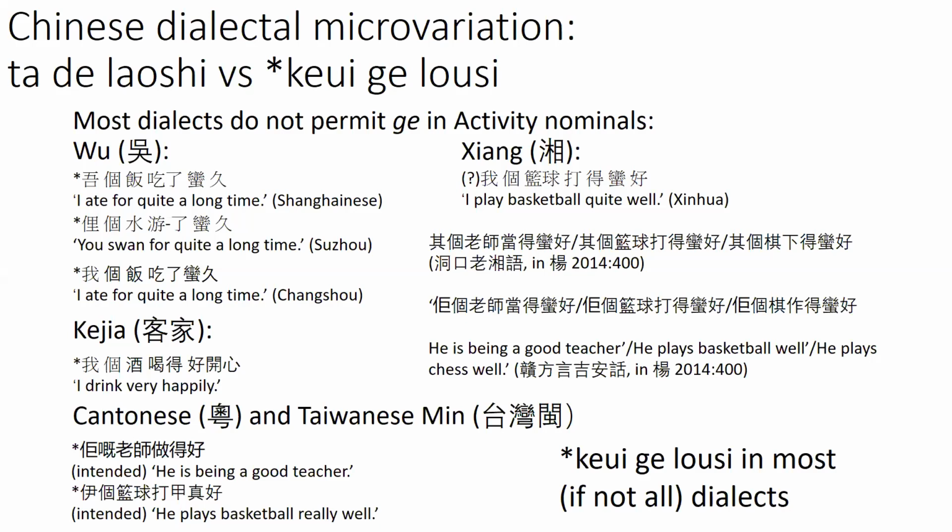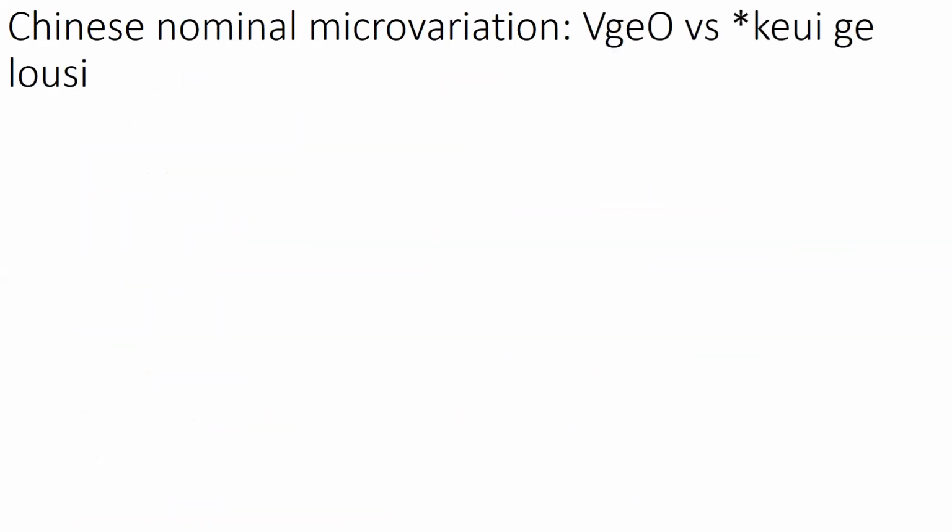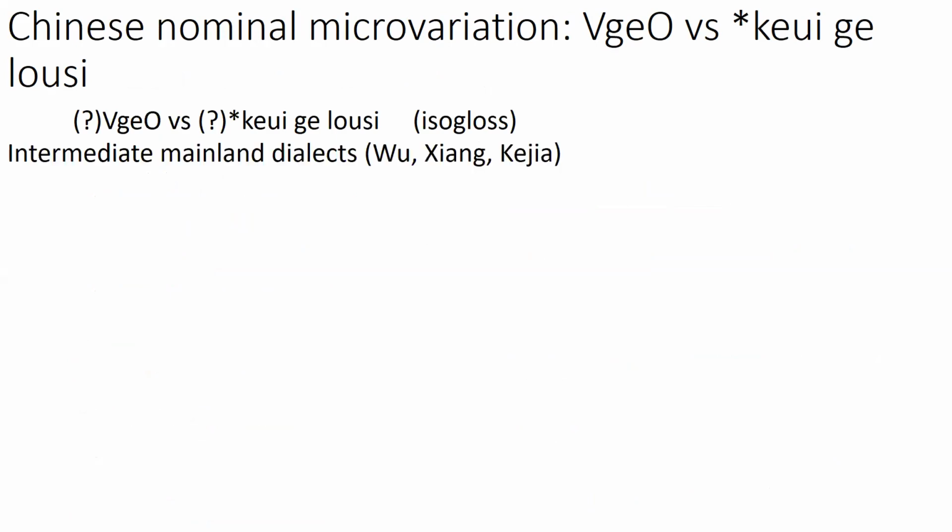So that's a contrast to VGO in clefts that we saw on the previous slide. If we compare these two constructions, we've seen that VGO is generally permitted, even if it's not totally natural, whereas the use of ge in activity nominals in subject position is absolutely not permitted in most dialects. So we seem to form some sort of isogloss in the dialects that we've seen on the previous slides: there are these central intermediate mainland dialects, namely Wu, Xiang, Kejia, etc., where there's this intermediary pattern where VGO is permitted, but the use of ge in activity nominals is not.